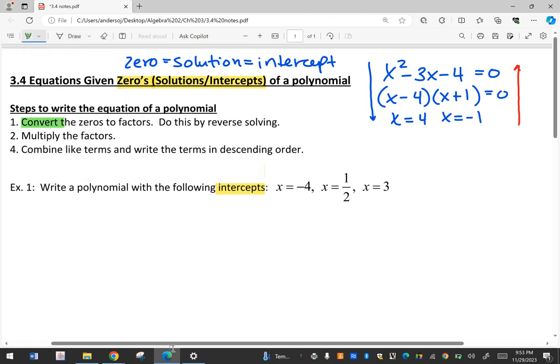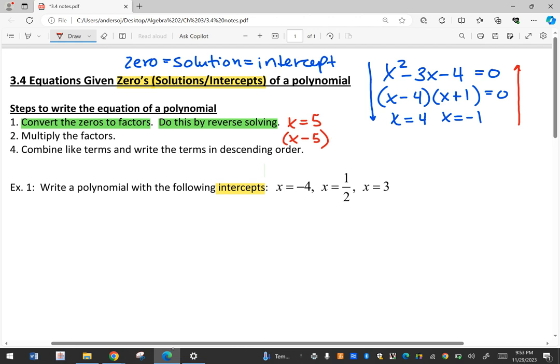Step 1 says convert all of the zeros to factors. We do this by something called reverse solving. Let me demonstrate what I mean. If I told you that the zero was x equals 5, and I reversed that process, that would come from x minus 5. Simply, if I solved x minus 5 and I set that equal to 0, my solution would be x equals 5. So by reverse solving, I can get the set of parentheses that created that solution.